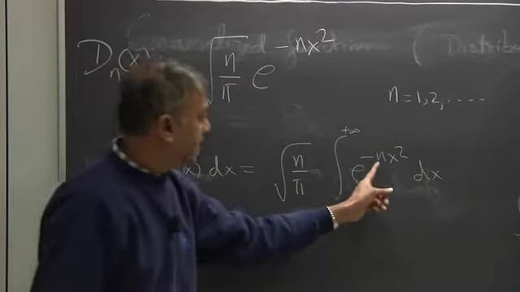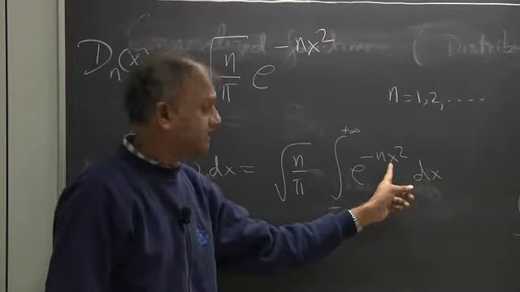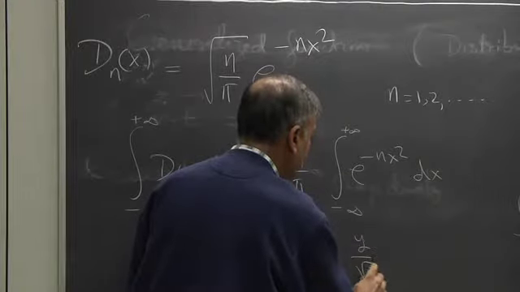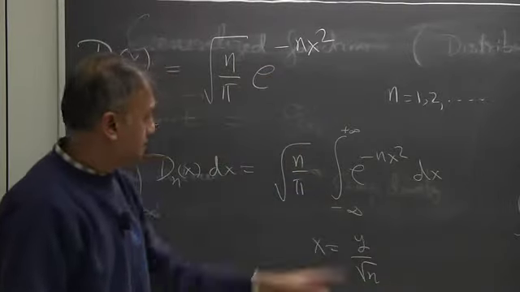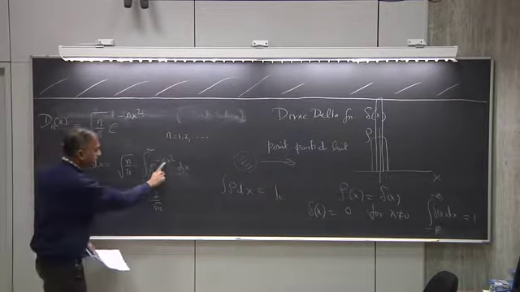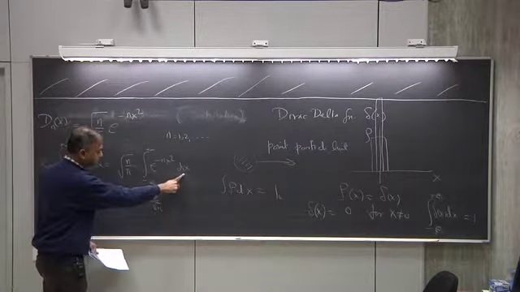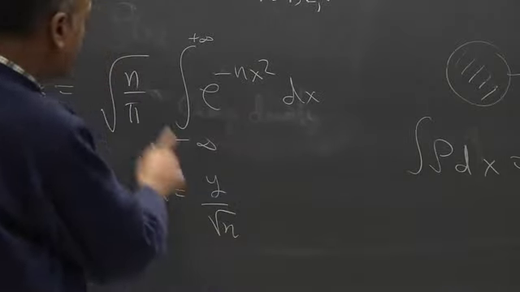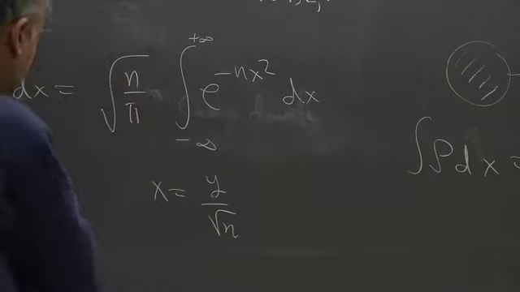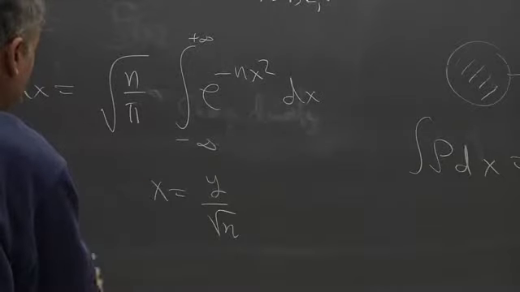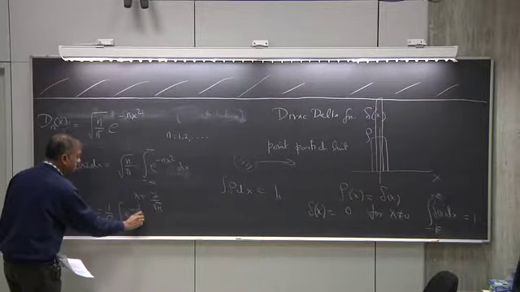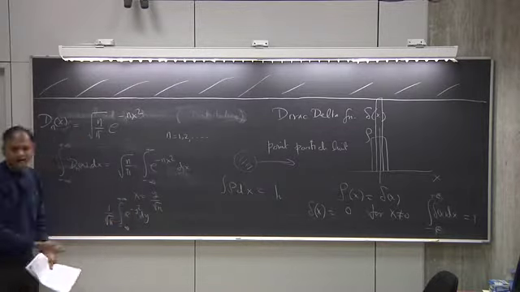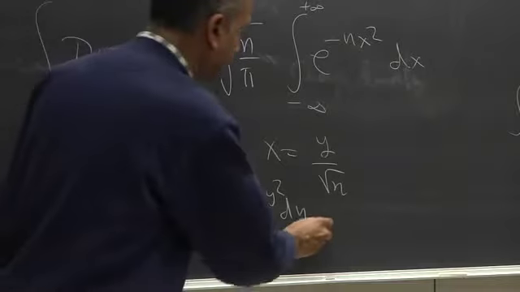Now you can absorb this n inside the x by changing the variable x equal to y divided by root n. Then this becomes simply e to the minus y square, and the change in the variable becomes dy divided by root n. So root n cancels, and you get 1 over root pi, the integral of e to the minus y square dy from minus infinity to plus infinity. But this integral is simply root pi, so this is equal to 1.